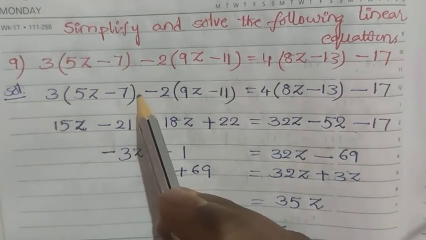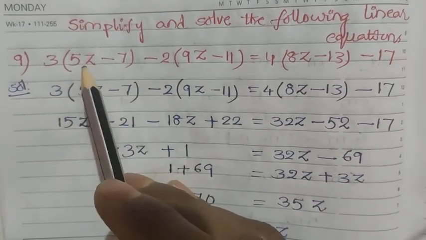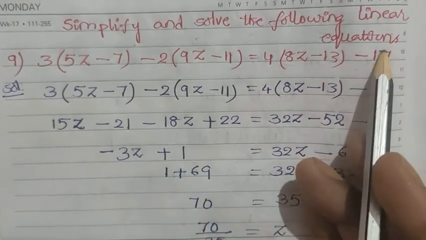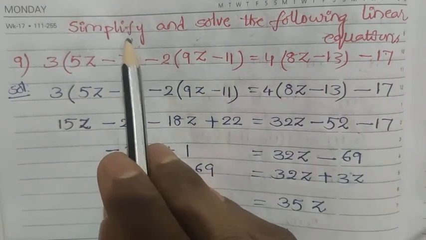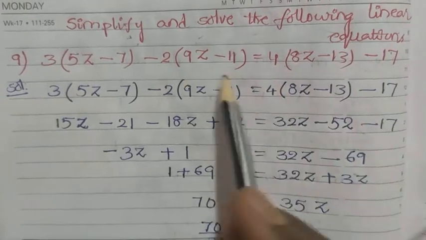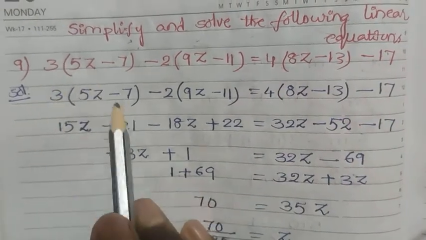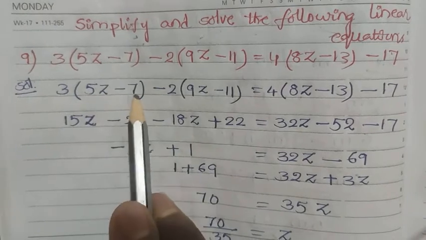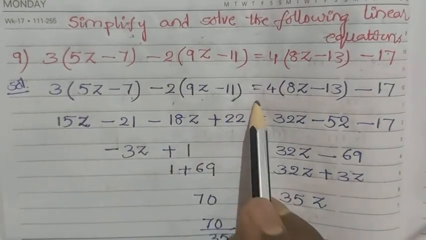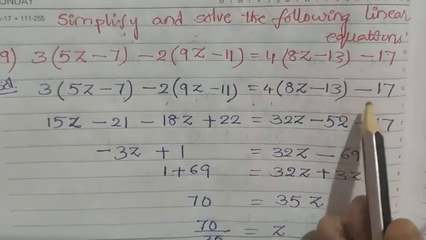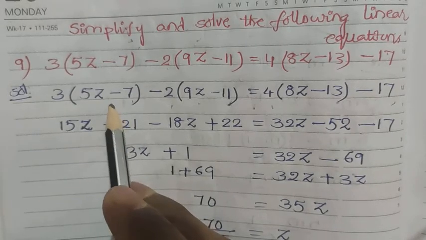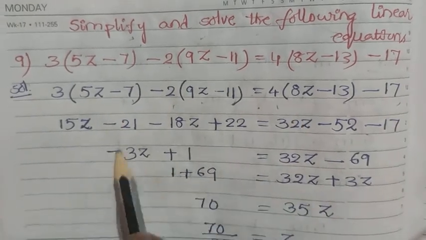We are discussing question number 9 from exercise number 2.5. Simplify and solve the following linear equations. We have to simplify, and after simplification, we must solve the given linear equations. In the solution, write the question as it is: 3(5z − 7) − 2(9z − 11) = 4(8z − 13) − 17. In this step, first we have to simplify the brackets.